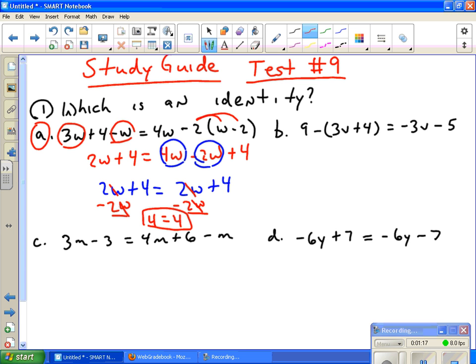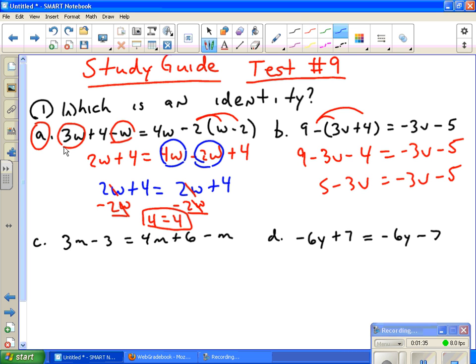Quickly to check the other ones to find out why they're not identity problems. Distribute this negative to both things. So 9 minus 3v minus 4 equals negative 3v minus 5. So 5 minus 3v equals negative 3v minus 5. Difference between this one is you have negative 3v in both of them, but you got positive 5 and negative 5. So that's why that one's not an identity.